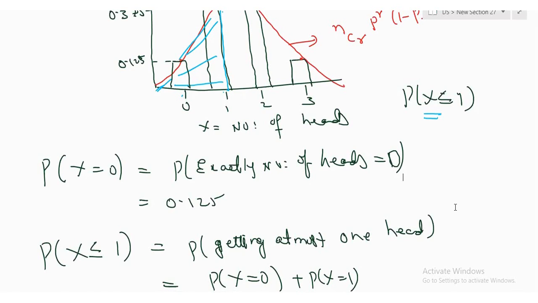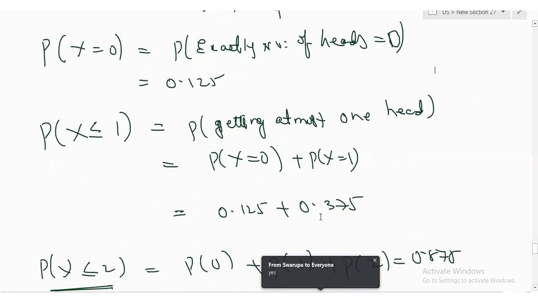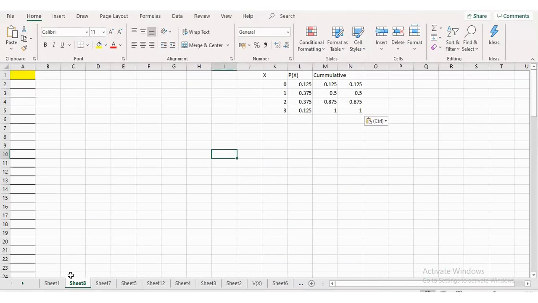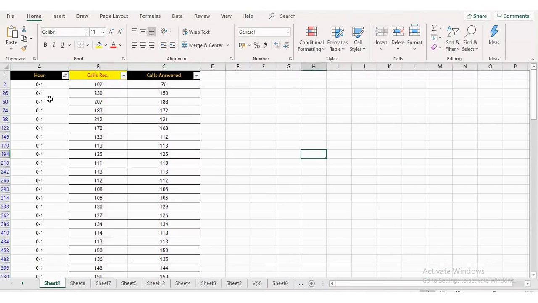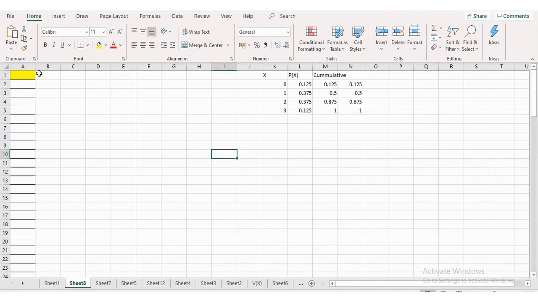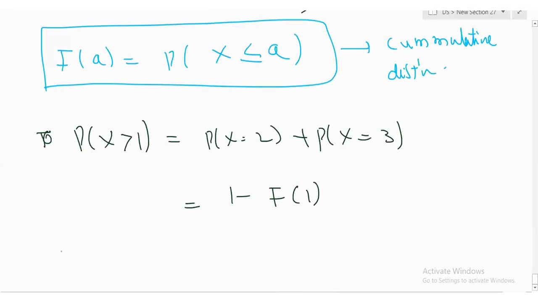Is this clear? Okay. Now let us solve the problem which we took up in the last class. What are the things? I need to collect the 0 to 1 hour data. I'm taking this data. This time I need the calls received as well as the calls answered, both. So I'm copying them here. First, what is my random variable? Call center problem. You need to define that very, very clearly.